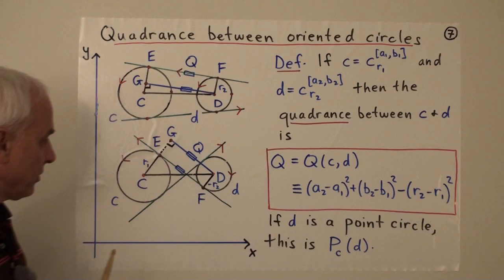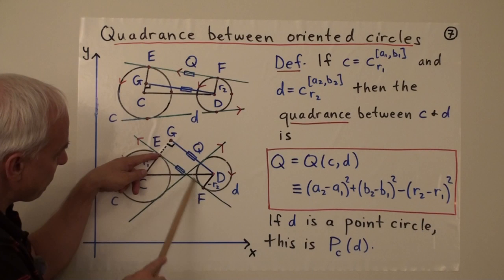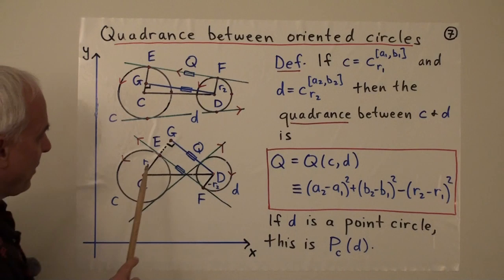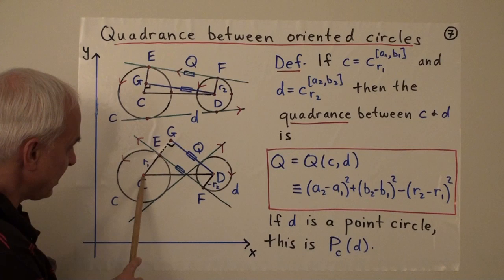All right, now have a look. We're going to do the same kind of thing we did over here. We'll take this segment here and draw a parallel one to it through the point D. So that this is now then a little rectangle. And then we're going to consider this side here, which is the quadrance between E and F, the same as the quadrance between G and D. And we're going to consider also these other two sides of this right triangle.